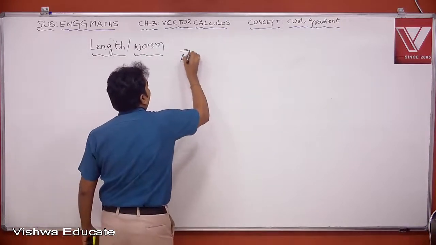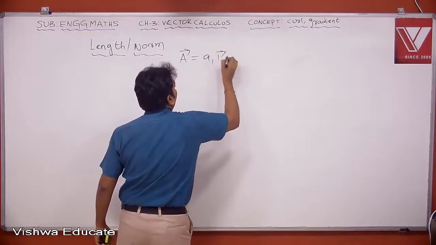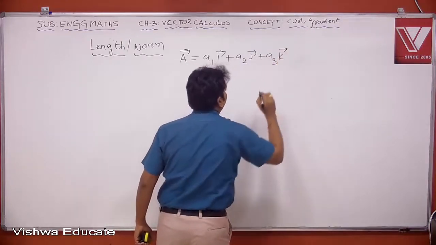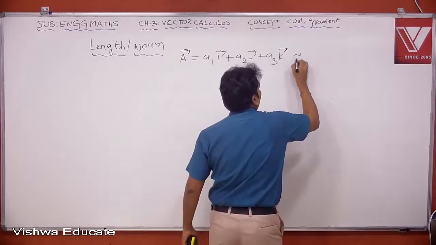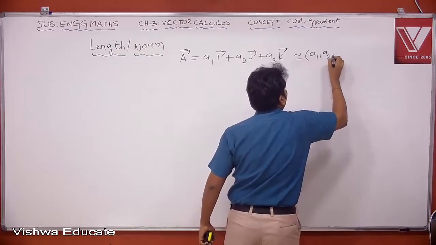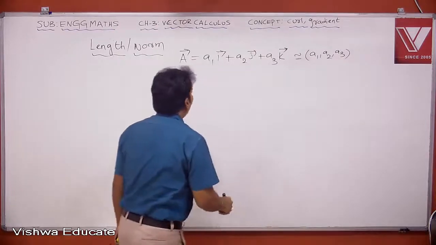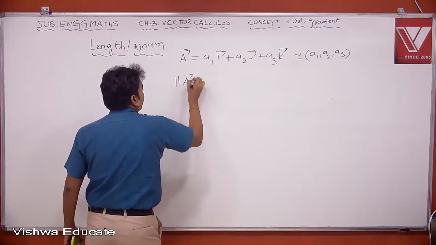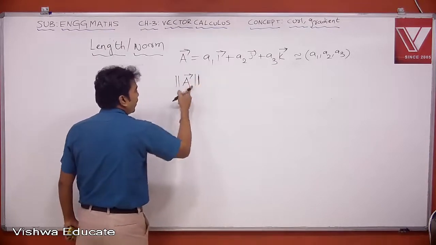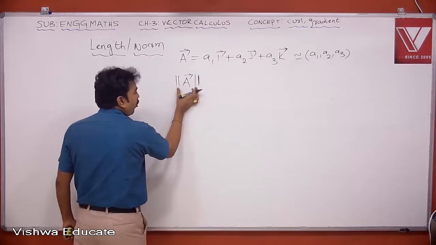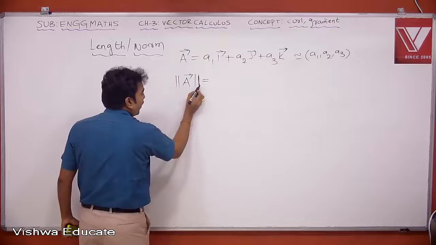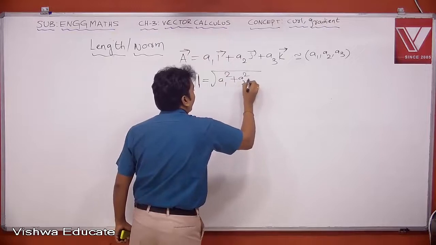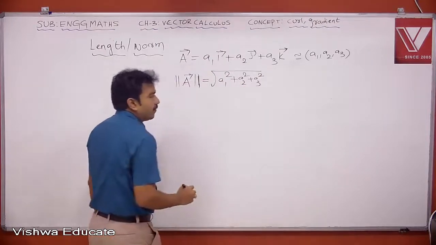Suppose we have a vector a bar equal to a1 i bar plus a2 j bar plus a3 k bar. Basically this vector is equivalent to a 3D point a1, a2, a3. Now let us find the length of this vector. Its length is denoted by this symbol. Write two vertical lines on the left side as well as the right side. So this is the length or norm of a, which is given by the expression square root of a1 square plus a2 square plus a3 square.